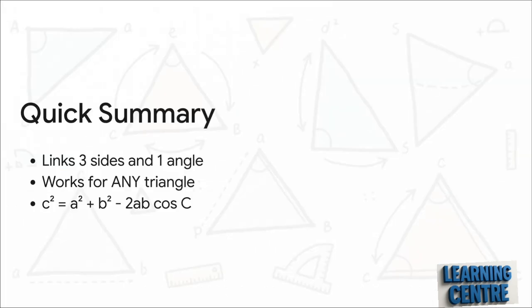So to quickly summarize our journey today, just remember that this master key fundamentally links 3 sides and 1 single angle. It totally liberates us from the constraints of right angles, and it works flawlessly for any triangle you're ever going to encounter. All you really need is that one core formula permanently embedded in your mind. C squared equals a squared plus b squared minus 2ab cosine C.